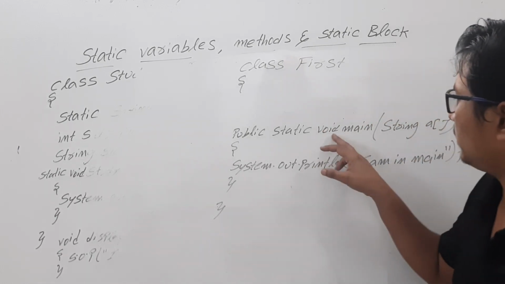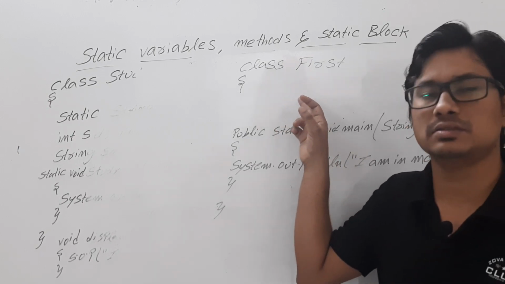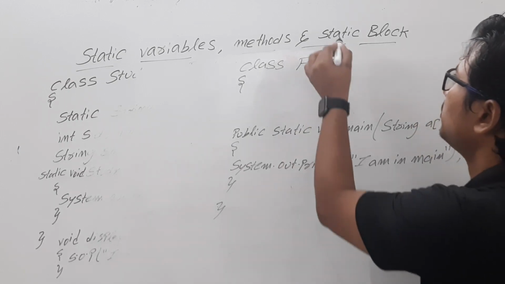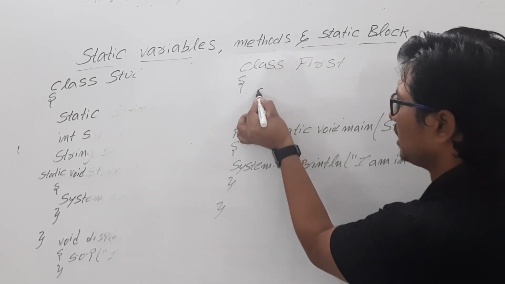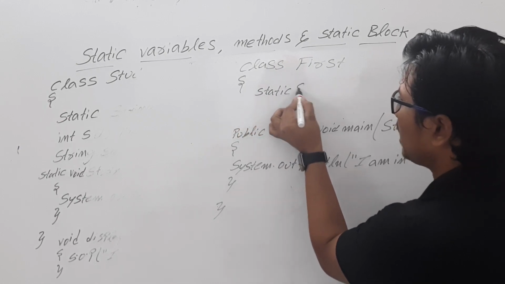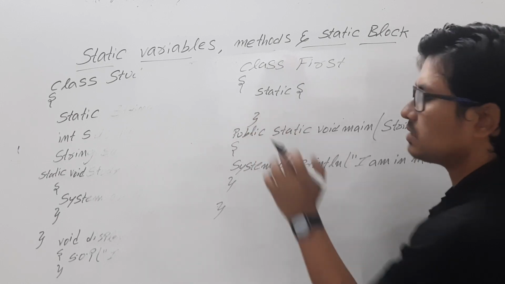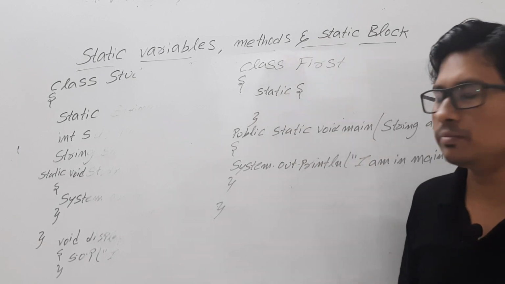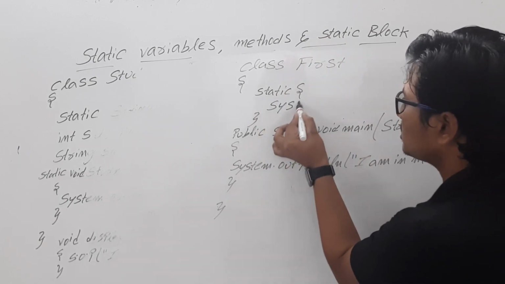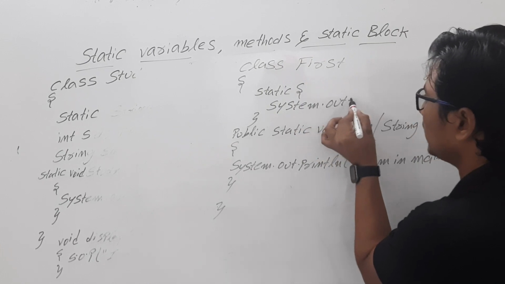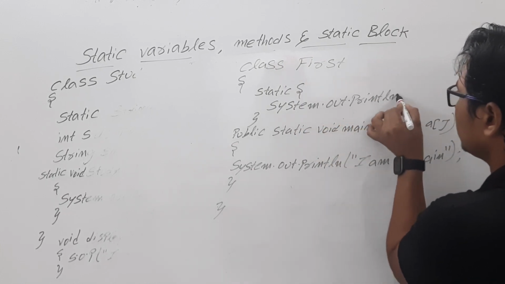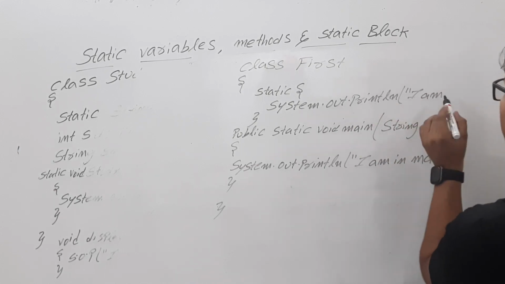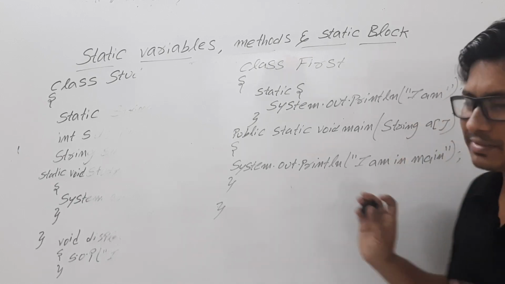Before the main method, if I want to execute certain tasks or write certain statements, then we can do it with the help of a static block. How we will do it is that we write static and then a block, meaning curly braces, opening and closing. Whatever statements you write within that will come in the static block. So now let me write System.out.println("I am in static"), simple.